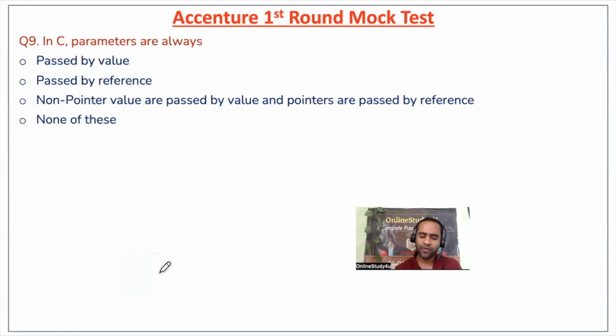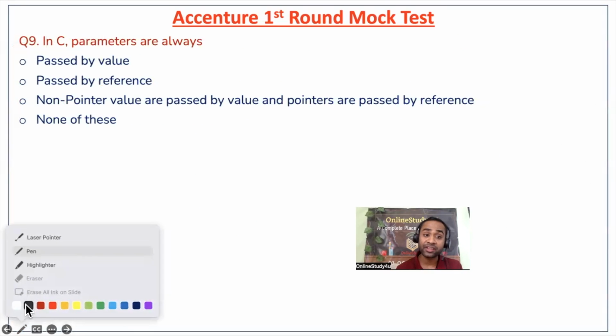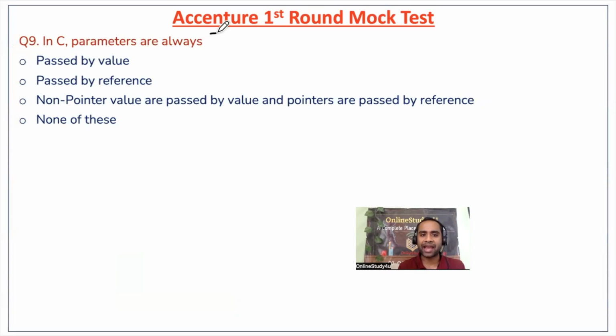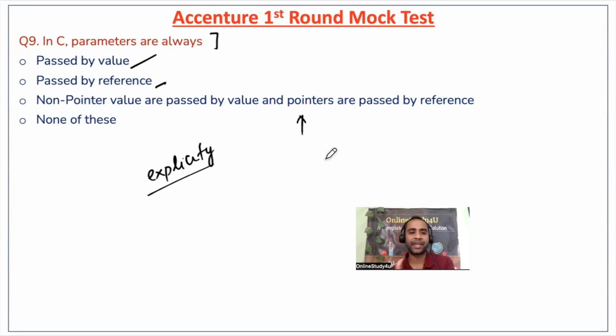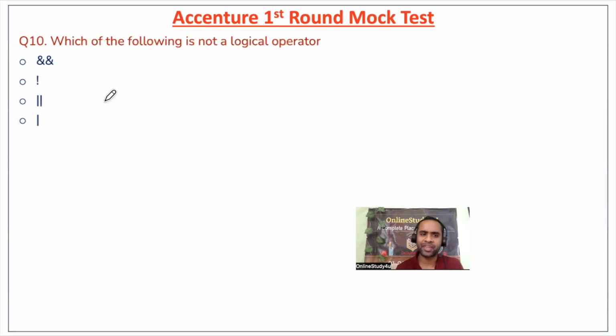Now, friends, C programming questions are getting asked more in the exam. In C, a parameter is always passed by value. If you want to pass the parameter by reference, then you have to explicitly define pointers, and only then will you be able to send the parameter. But by default in C, parameters are always passed by value. This kind of question has been asked in the examination.